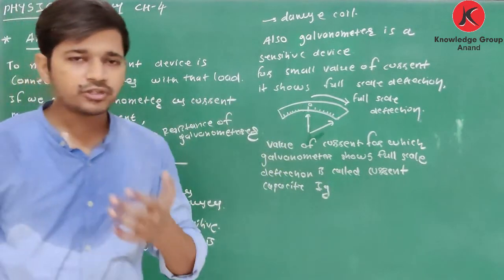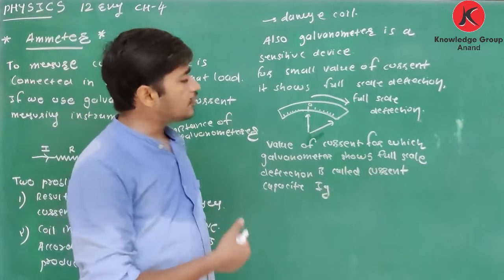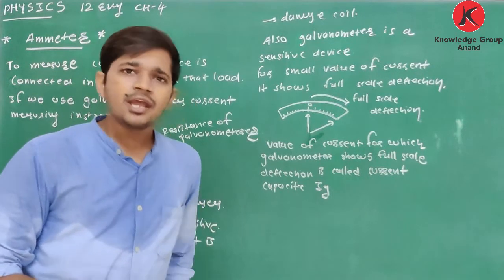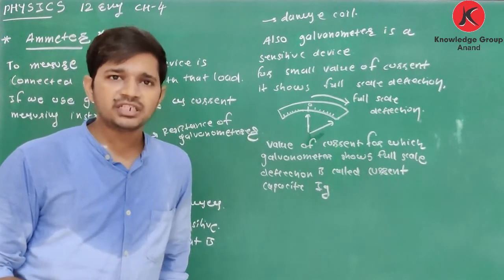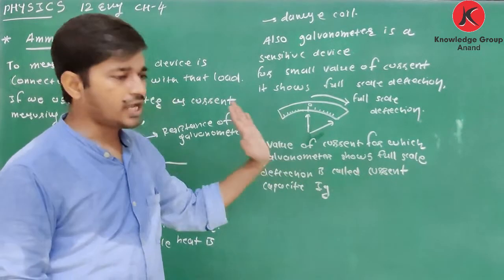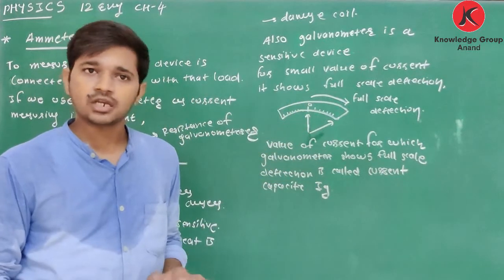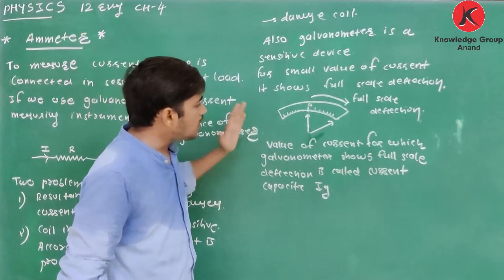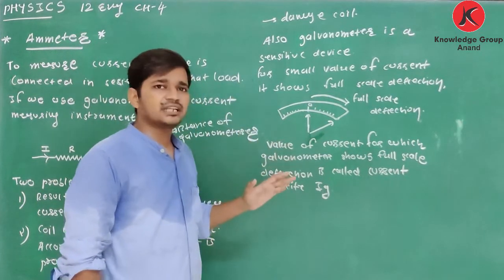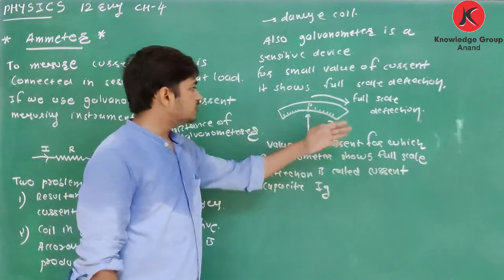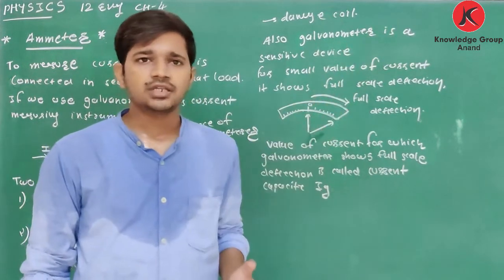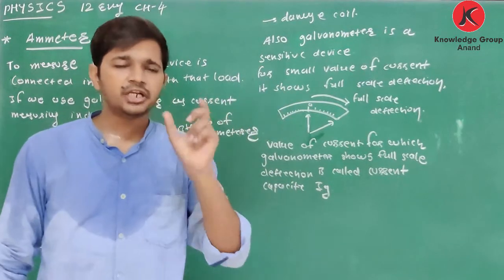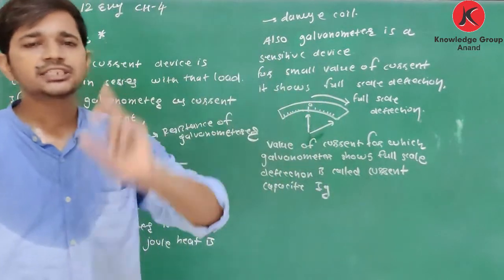Ig. Clear about this? If I say, okay, for a galvanometer the current capacity is 5 milliampere, then what is the meaning of 5 milliampere? If the current flowing through the galvanometer is 5 milliampere, it will show full deflection. Clear? So yes, the galvanometer is a sensitive device. For a small value of current, it shows full scale deflection. Means it is not used to measure large current. Yes or no? Yes. Or the current flowing through this galvanometer should be limited or very small.